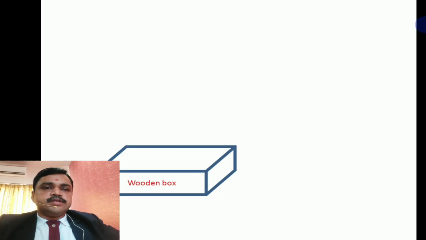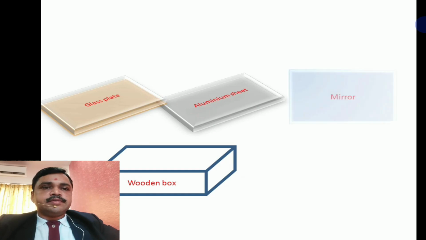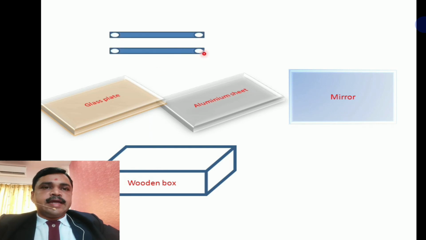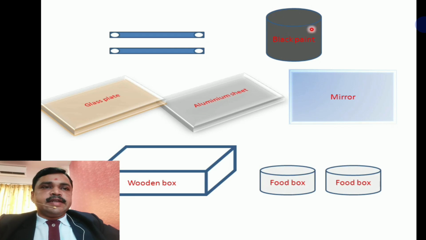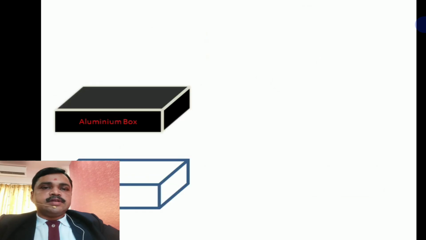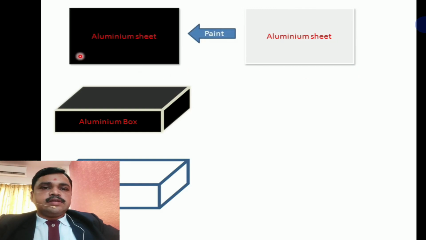Construction of the solar cooker. Parts of the solar cooker: wooden box, glass plate, aluminium sheet, reflecting mirror, slides for moving the lid, containers, food box. These are all different parts. Now, the construction of the solar cooker.